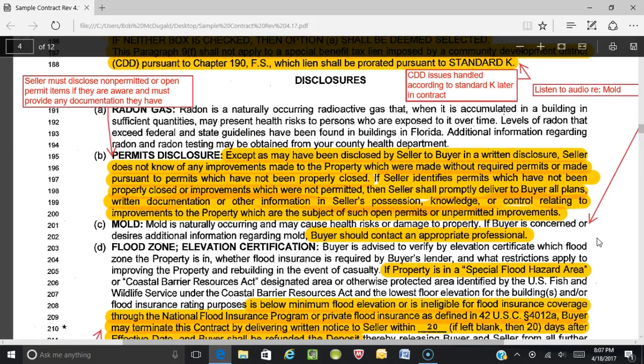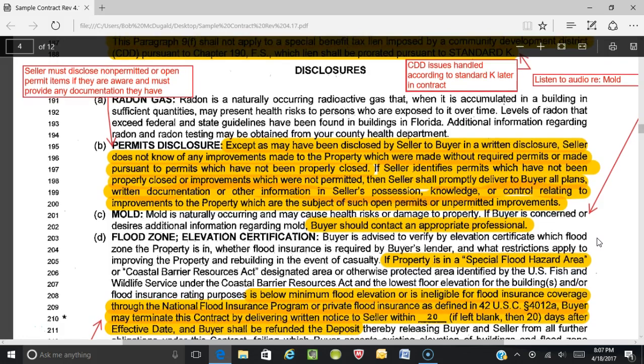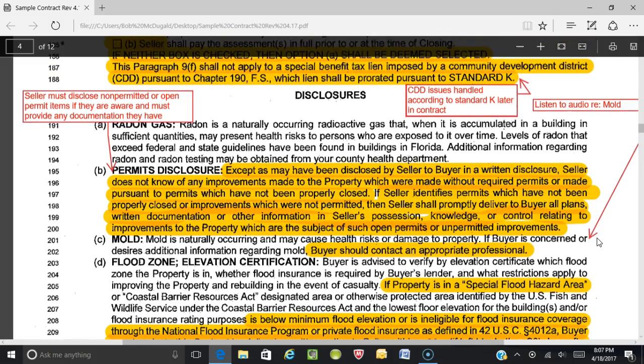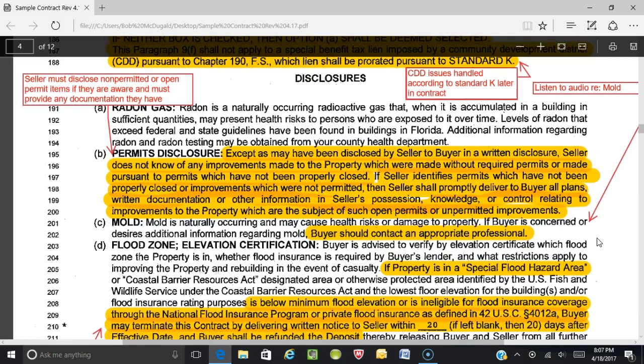Okay, welcome. We're going to cover section 10 on the FAR BAR contract. This is section 10. It's kind of covered up here. You won't be able to see it because I have some notes there, but this is section 10. It basically is some disclosures that we need to discuss. There are several of them. I think it goes A through, I don't know, maybe H or I or something like that. So we'll just go through them.